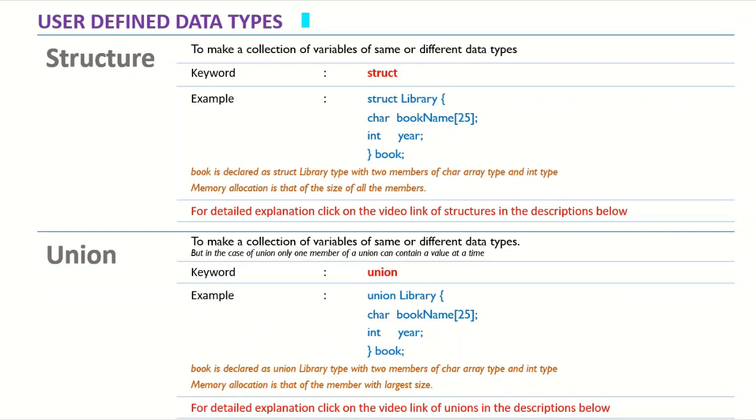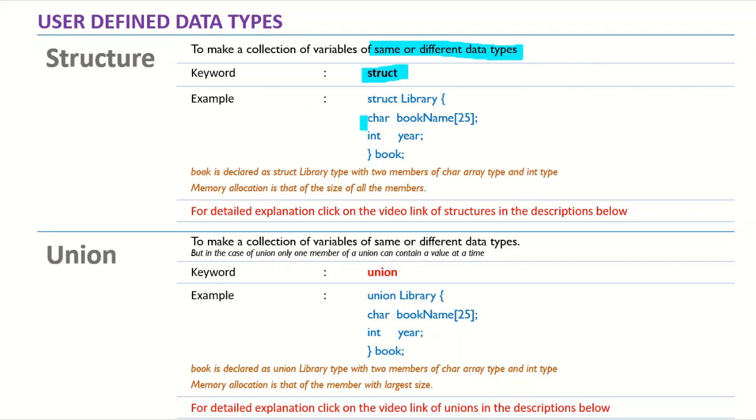User-defined data types: structures, unions, enumerated and typedef. Structures. These are used to make a collection of variables of same or different data types. Keyword is struct.